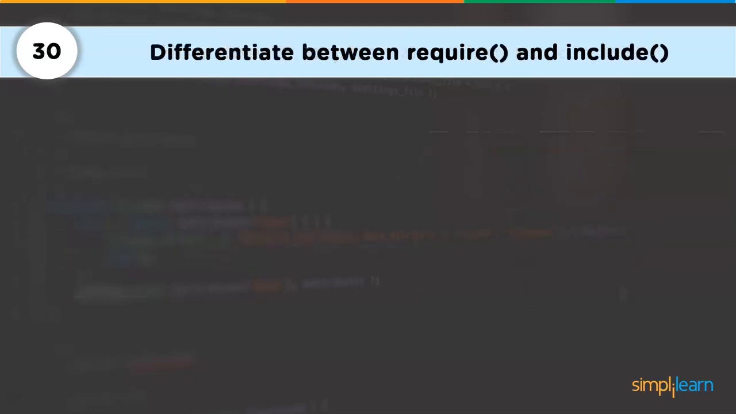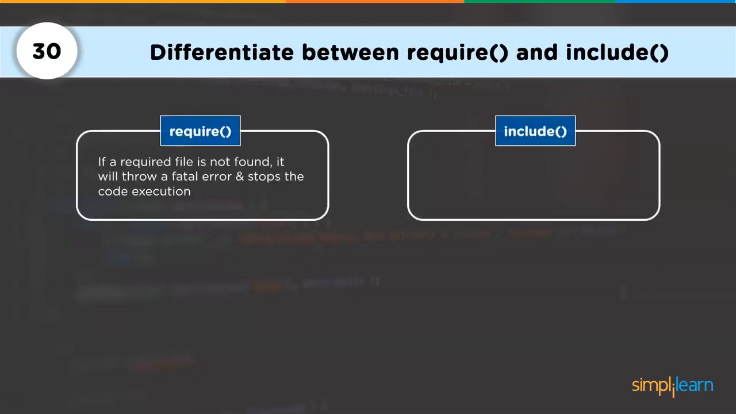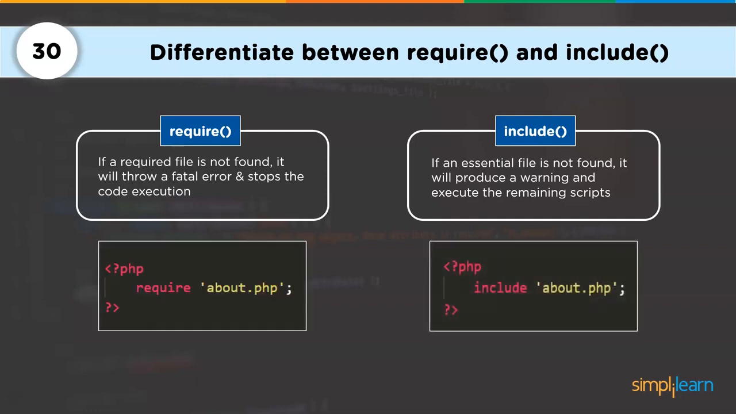Next up, differentiate between require and include. Now require, if a required file is not found, it will throw a fatal error and stop the code execution, while in case of include, if an essential file is not found, it will produce a warning and still execute the remaining scripts. So as you can see, both of these include and require are used in the exact same way with different functions.